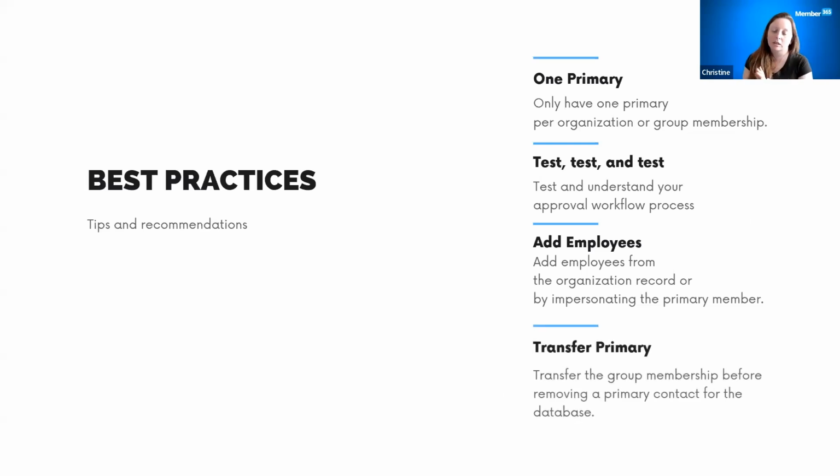Then transfer primaries. So actually, it's one thing I didn't go over. So don't ever delete a primary unless you've transferred the membership. So even if you put it as someone else that is related temporarily, if you don't know who the person will be until later, make sure you transfer it to someone that is still in the organization, and then you can transfer it before you delete that primary person. I've had people accidentally delete the primary and then the membership's gone and then all of the employees are gone and they have to re-add everything. So it's just a common mistake that I see. So something to take into consideration.